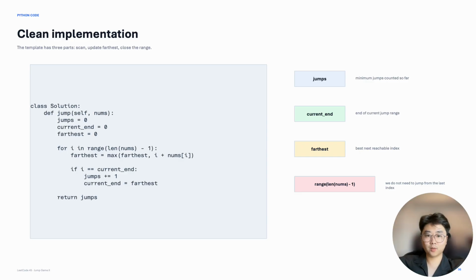Now the code becomes clean. We use 3 variables. The jumps variable means the minimum jump count so far, the current end means the end of the current jump range, and the farthest means the farthest index we can reach while scanning. At each index we update the farthest, and we do not need extra jumps again.